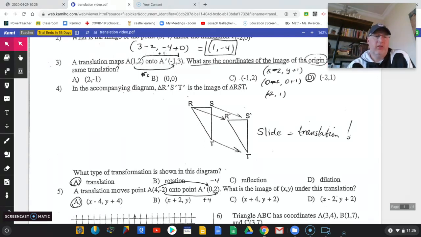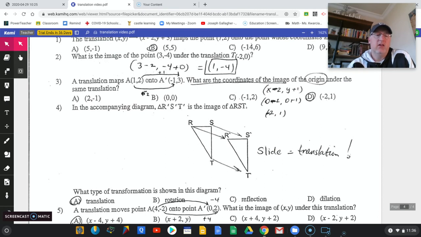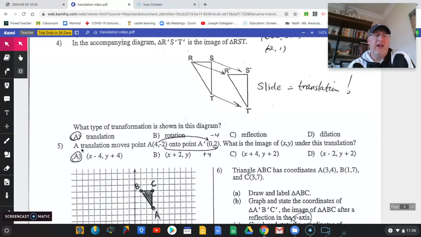So questions 3 and 5 are kind of asking the same thing. 5 says a translation moves A to A prime. And I say, what would be the image of x, y under the translation, which is basically saying, what's the movement? So I really want to know, how did I get from A to A prime? And I really want you to break this up into 2 components. Look at the x value. It starts at 4 and it moves to 0.